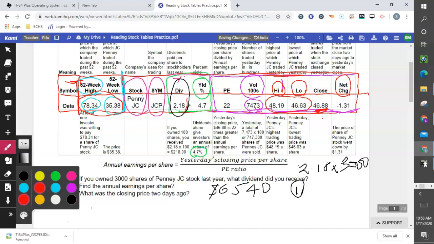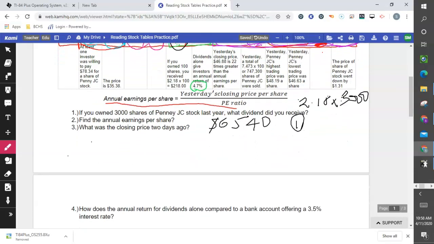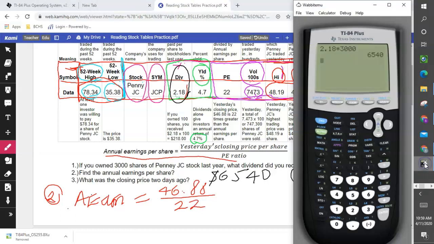And then the next talks about finding the annual earnings. So for the annual earning, you use this formula. The annual earning is going to be yesterday's closing price, and yesterday's closing price is 46.88. Okay, this is number 2. It is 46.88 divided by the PE. So the PE is 22, so let's plug it into a calculator.